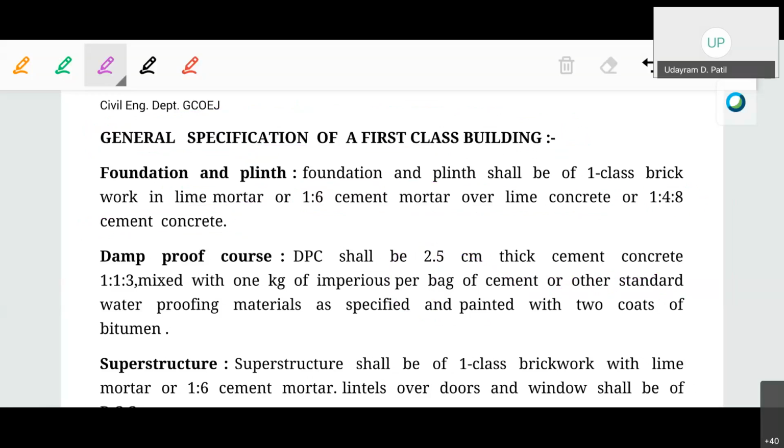Similarly for the DPC, the DPC shall be, again remember that here all of the particular sentences are formed in the should be or shall be cases. Okay, shall be किंवा should be फॉर्मॅटमध्ये यूज केलेला, so that at the time of the construction or at the time of the preparation of the estimate, depending upon the local trend, the particular specification might be changed. Okay, so DPC shall be of the 2.5 centimeter thick cement concrete. So again the thickness is provided. Again the type of the material, okay, cement concrete आहे, lime concrete आहे, त्यानंतर त्याचा proportion काय आहे.